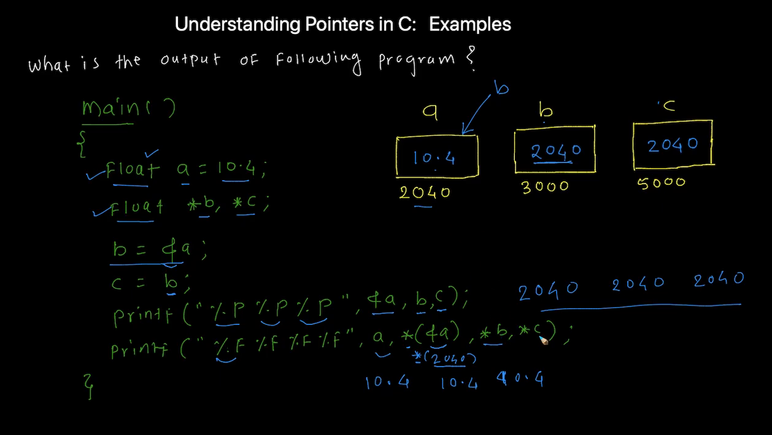Similarly, c is pointing to a because c is holding the address of a. So in the same fashion, I can say *c. It says the value at the address which is there in c. What is the address in c? 2040. The value at address 2040 is 10.4. That means both b and c are pointing to a. If you want to get the value of a, simply say *c.